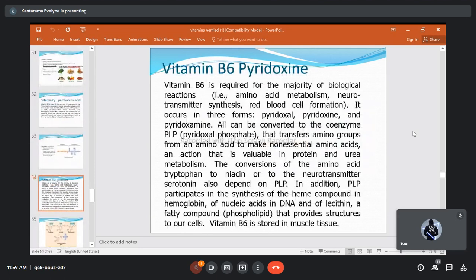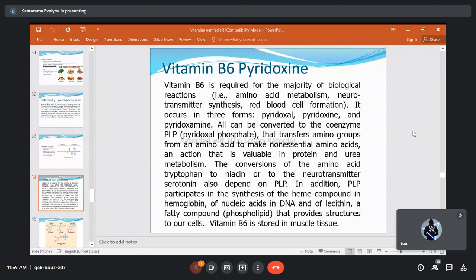It is required for the majority of biological reactions, amino acid metabolism. Remember, pyridoxine: transfer of amino group, neurotransmitter synthesis, red blood cell formation. Pyridoxine occurs in three forms: pyridoxal, pyridoxine, and pyridoxamine. All can be converted to the coenzyme pyridoxal phosphate. This pyridoxal phosphate transfers amino group from amino acid to make non-essential amino acid. This is an action that is valuable in protein and urea metabolism.